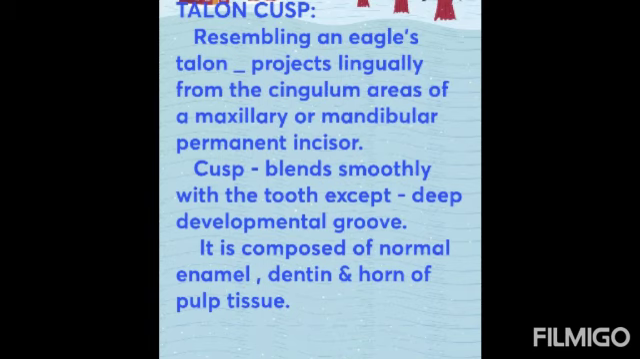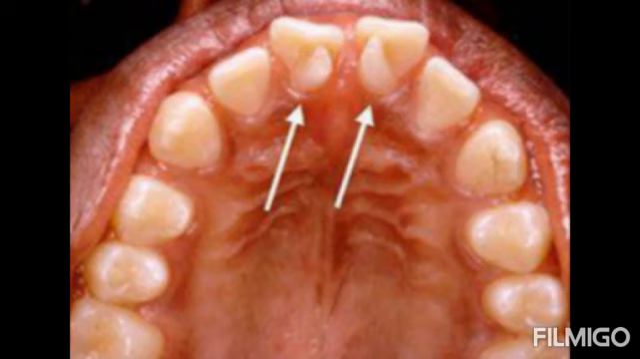It is very important: talon's cusp is made up of normal enamel and dentin, and contains a horn of pulp tissue. This picture shows a central incisor having a talon's cusp on the lingual aspect. This is the talon's cusp.